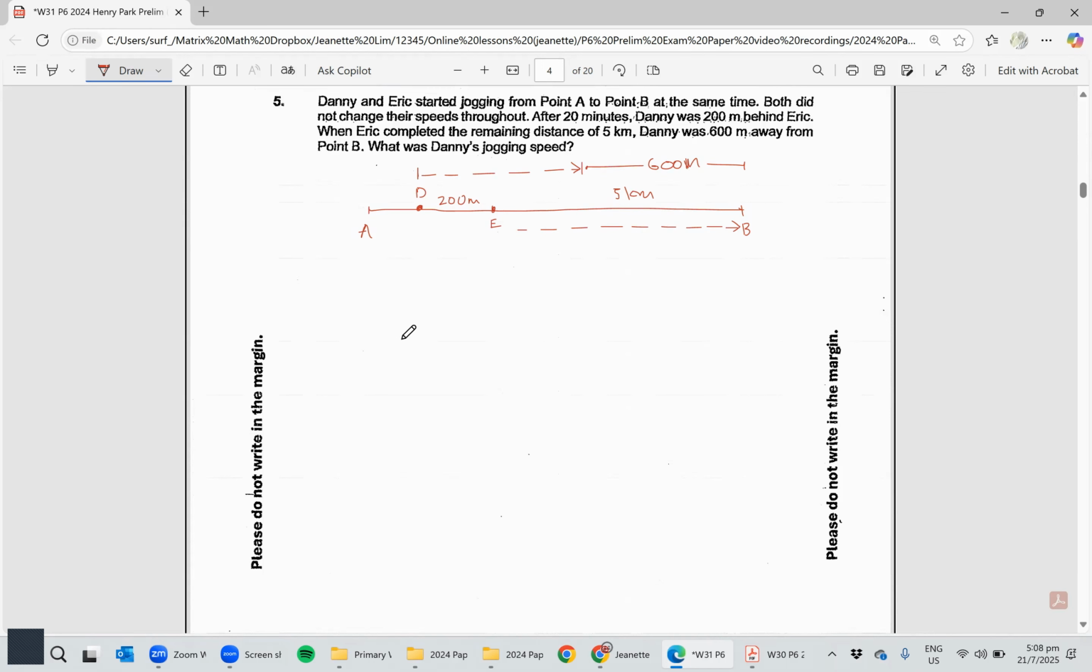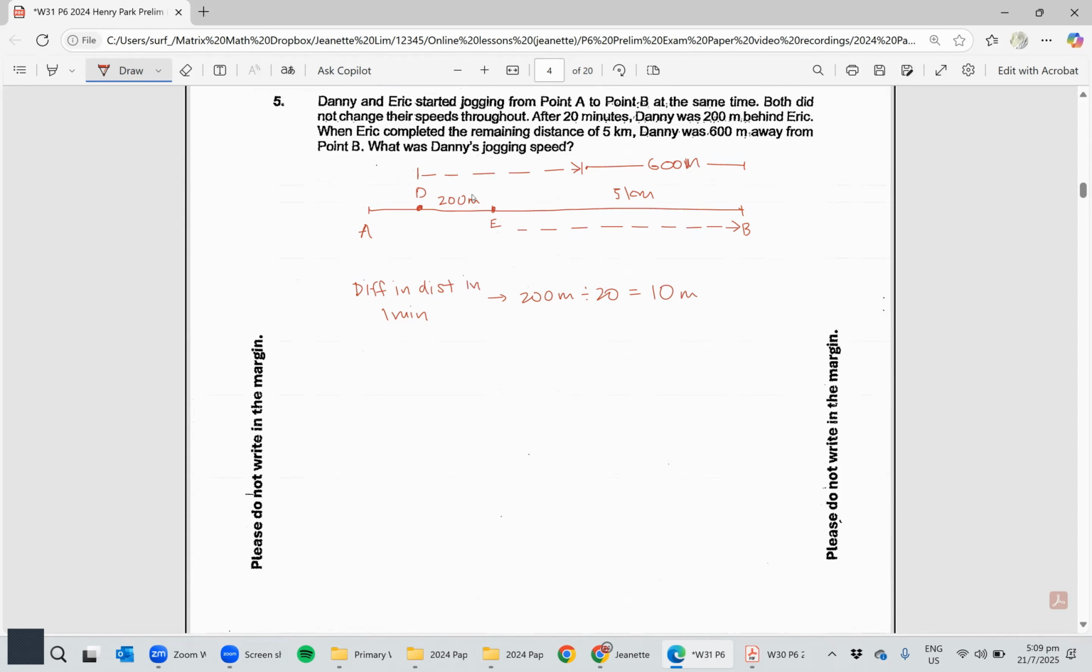Now, this 200 meters is the difference of what they jogged in 20 minutes, because this difference came up after 20 minutes. So the difference in distance in 1 minute would be 200 meters divided by 20 minutes. Okay, so that's 10 meters. So every 1 minute, Eric would cover 10 meters more than Danny.